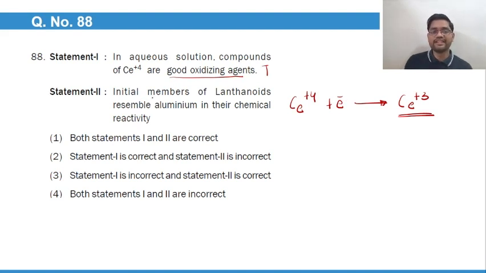So true. Initial members of lanthanoids resemble calcium, not aluminium. They represent calcium in their chemical reactivity. The second one is false. So statement 1 is correct and statement 2 is incorrect. So we'll go with this. 88, option number 2 is the best answer.